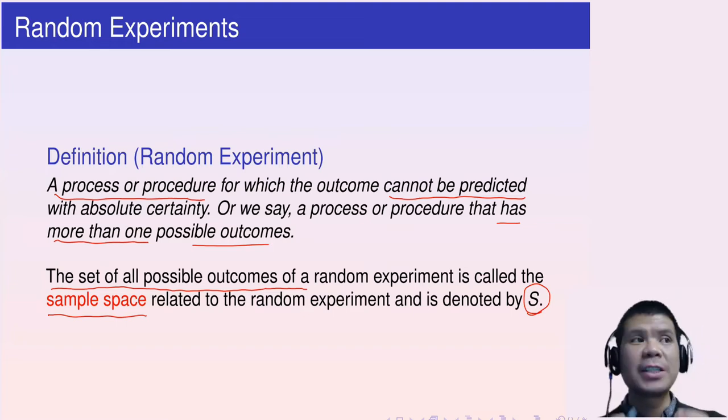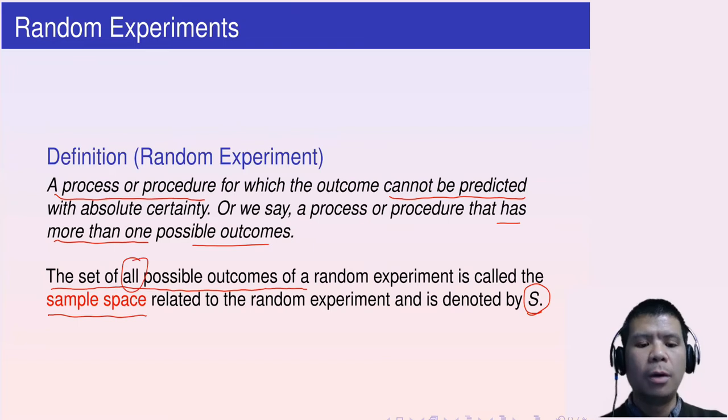Sample space is a set of all possible outcomes. You have to list all of them. Don't miss any one of them. Don't add an impossible outcome. So it's all possible outcomes.